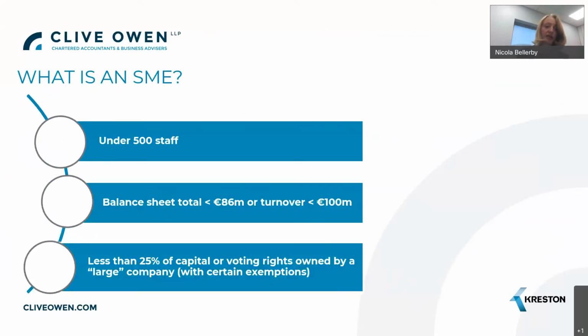So what is an SME? It has to have under 500 staff. It has to have a balance sheet total of less than 86 million euros or turnover of less than 100 million euros. And it hasn't to have a substantial amount of it owned by another company. So a large company can't set up lots of little companies and get this SME tax credit.